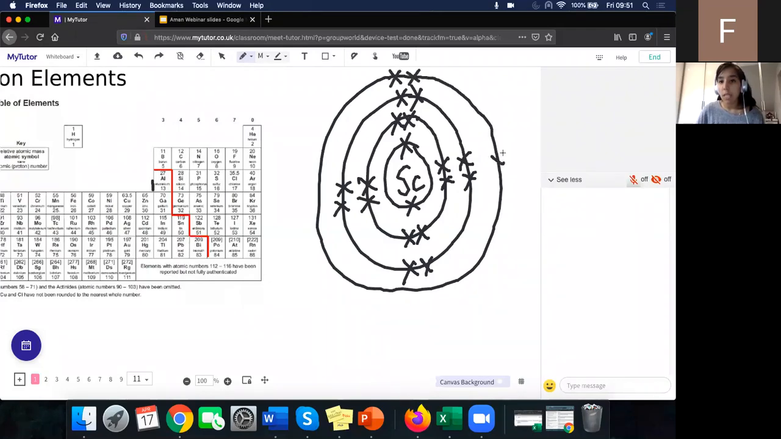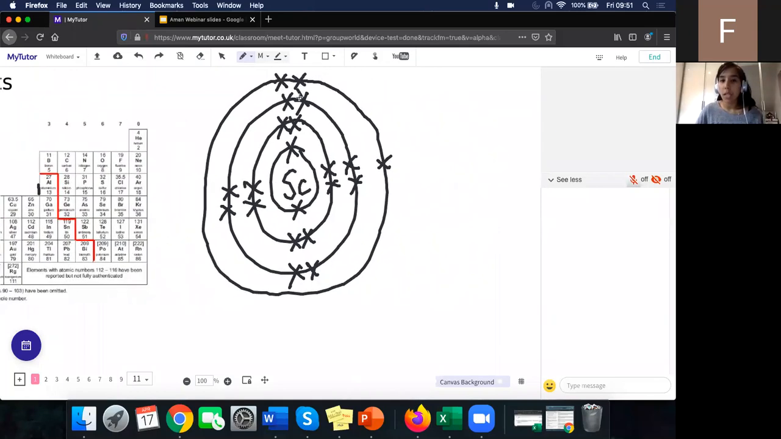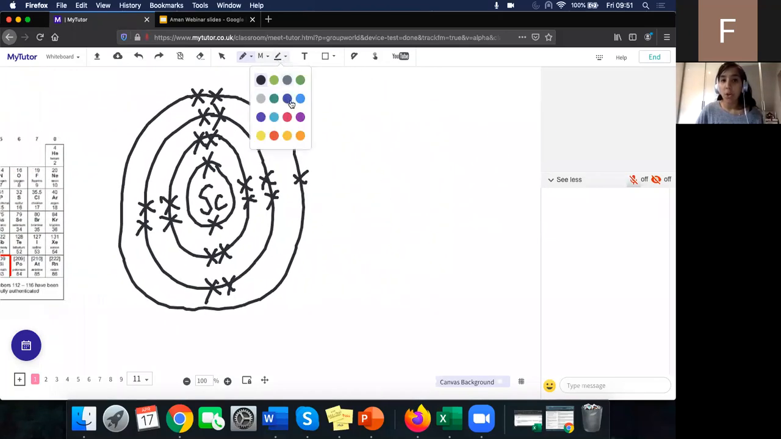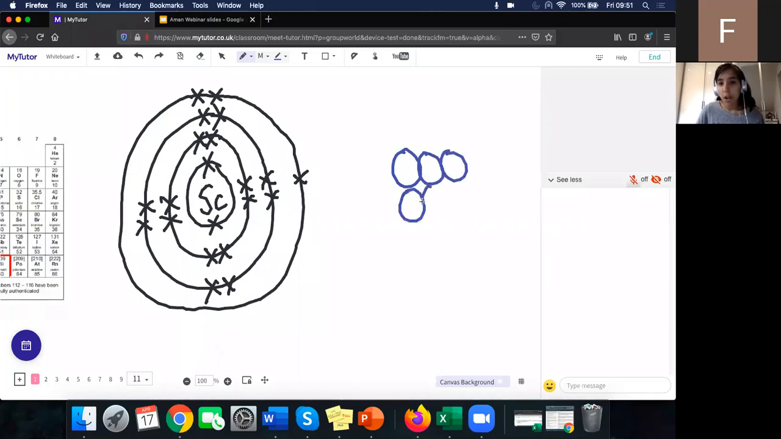So what that means is that when we draw the metallic structure of scandium, each scandium atom will give 3 electrons into the delocalized electron sea. So if I draw that, these are our atoms of scandium, which are going to become ions, because remember, they lose their 3 outer electrons. So per positive ion, there will be 3 delocalized electrons.